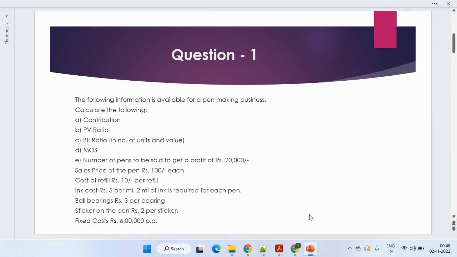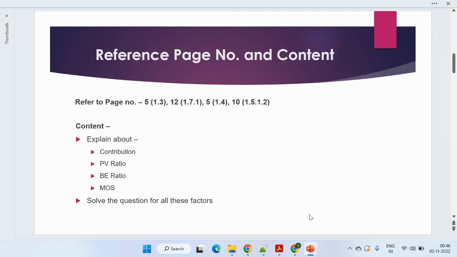I think you have already read in the first sem about fixed and variable cost. Fixed costs are fixed for any number of production, whether you produce one pen, two pens, 1000 pens, or 10,000 pens. And the variable cost will change as per the quantity, right? Now let's see which page numbers to refer to, because you need to calculate all of the things asked in the question, and it's pretty much straightforward.